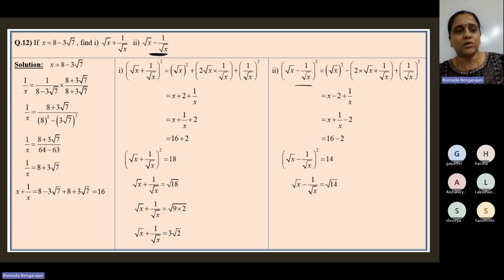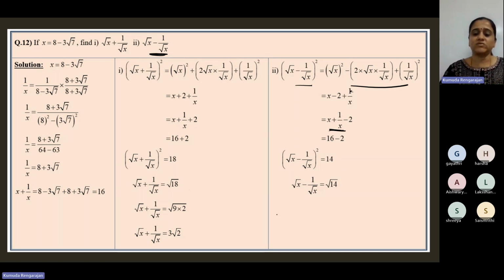Root x minus 1 by root x. Square it, expand it. Here also you get x plus 1 by x, but minus 2. So 16 minus 2, 14. Root x minus 1 by root x, the whole square, is 14. So root x minus 1 by root x is the square root of 14. 14 is 2 into 7, so neither of them can come out of the square root. So you just leave it as root 14.